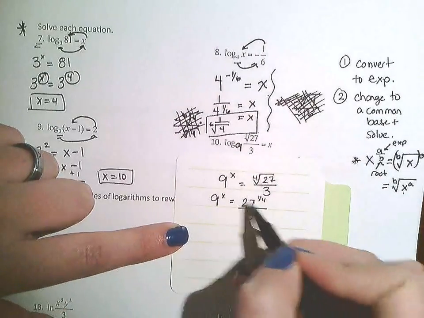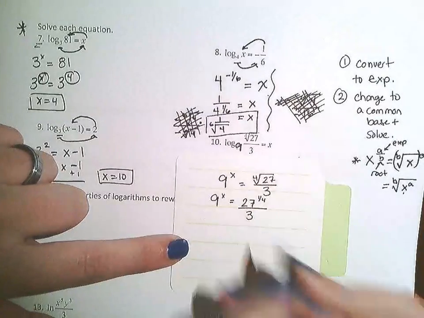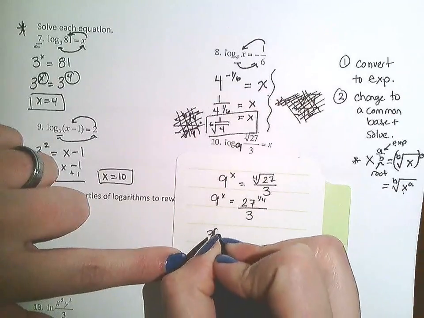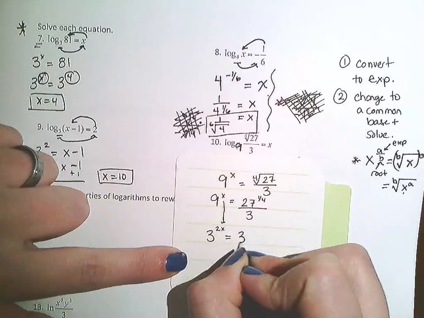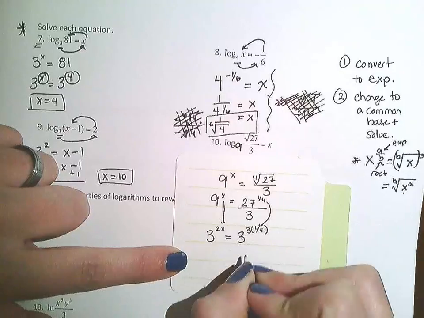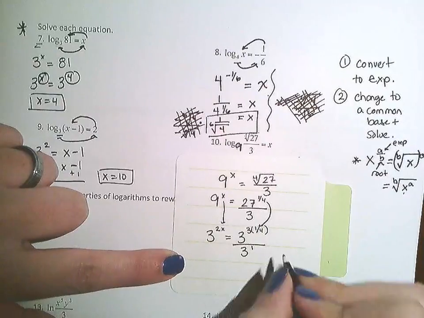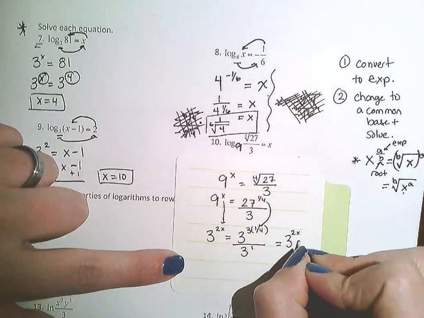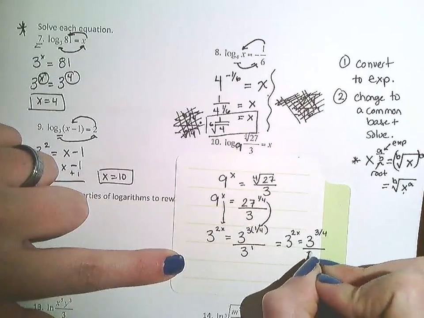So now that I have this, I can see a common base between the 3. And what is that common base? It's going to be 3. So we end up with 3 squared, don't forget the x, equals 3 cubed, don't forget the 1/4, divided by 3 to the 1. So if I simplify this really quick, it's 3 to the 2x equals 3 to the 3/4 divided by 3 to the 1.